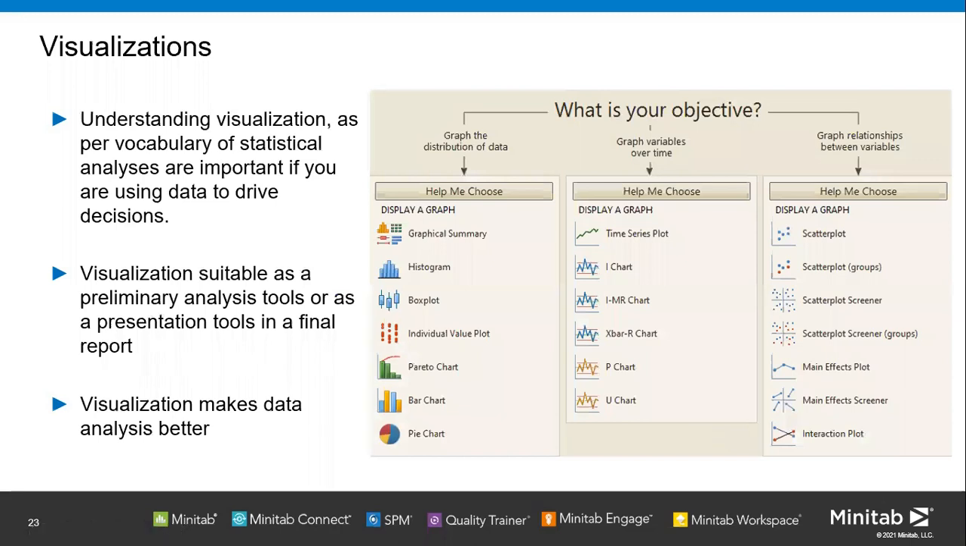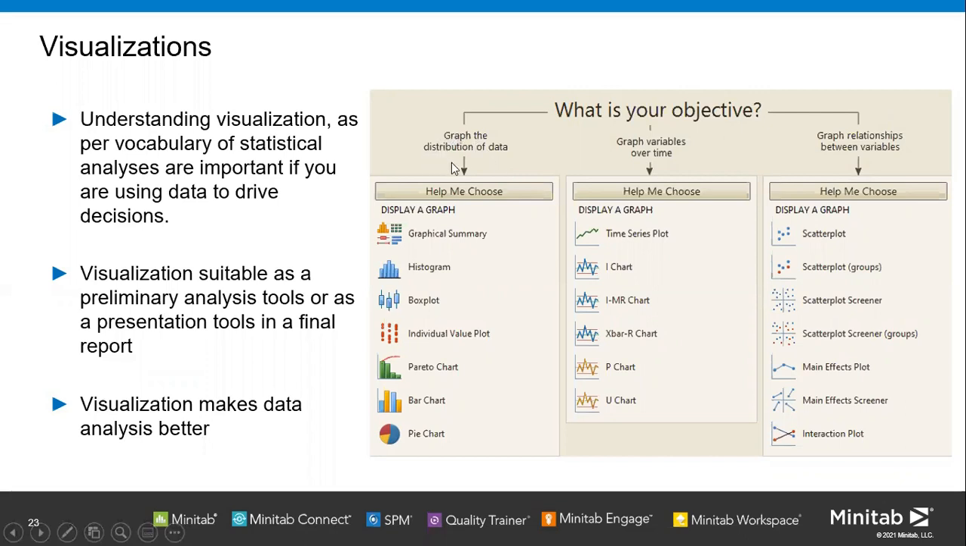So we go to the third part, which is visualization. Visualization is important if you are using the data to drive the decision. The visualization is actually for the preliminary analysis, or you can use it as a presentation tool in the final report. So basically in Minitab, we group the types of graph by objective.